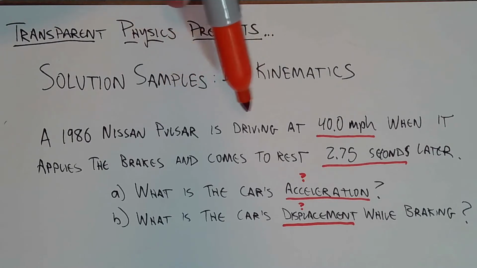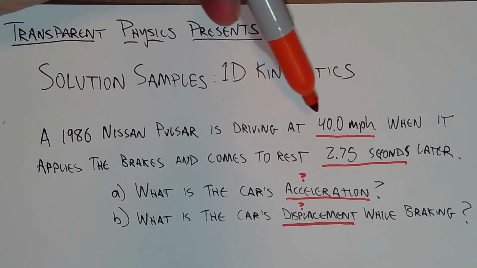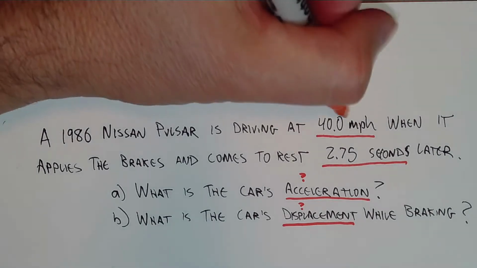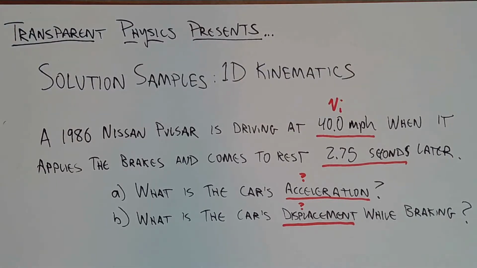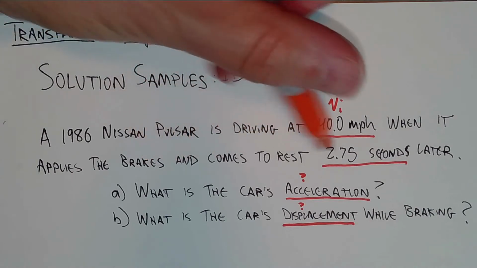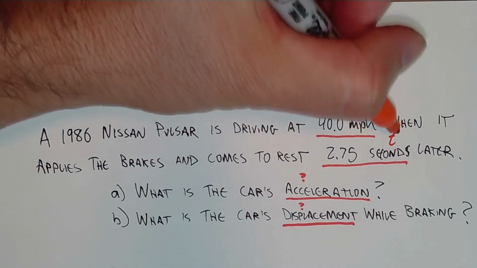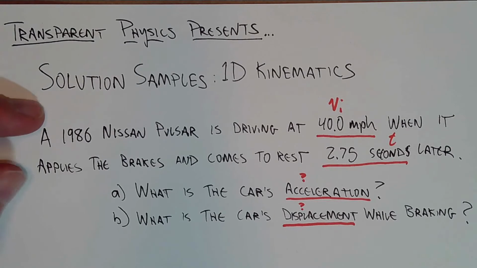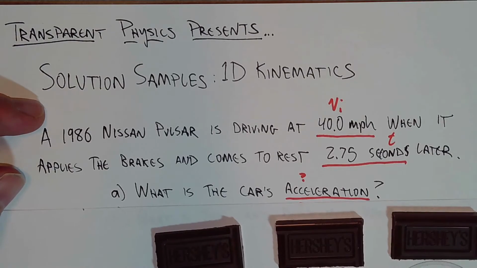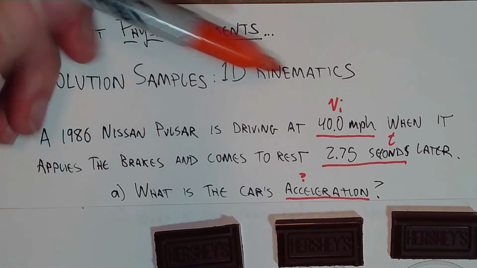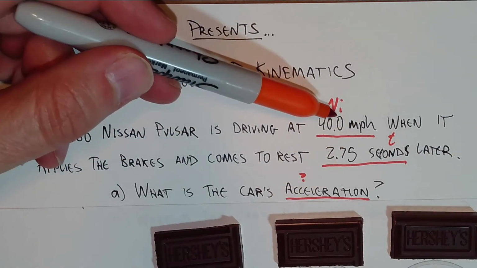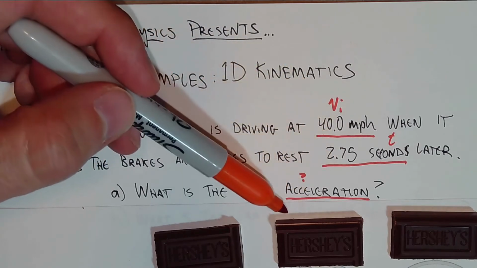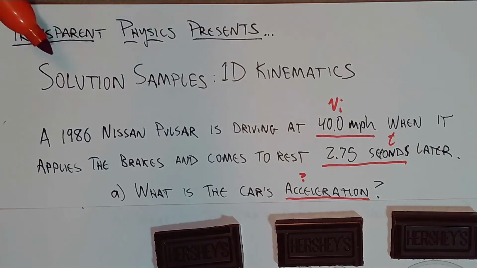It says the car is driving at 40 miles per hour. That to me implies that this is an initial velocity, and it applies the brakes, comes to rest 2.75 seconds later. That's our time. Now, we talked about the idea that when we are looking to solve a kinematics problem, we need 4 clues. Don't worry about part B. Part B is not solving yet. So the information we have here only seems to indicate 3 clues. We have 2 pieces of given information and 1 piece of information we're solving for.